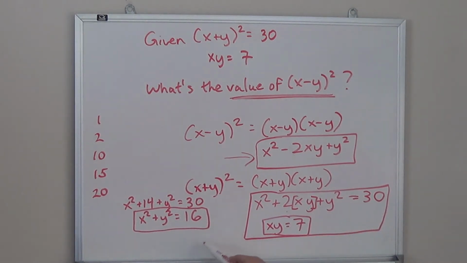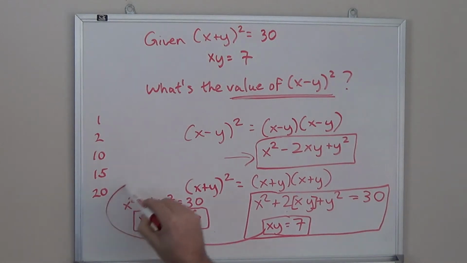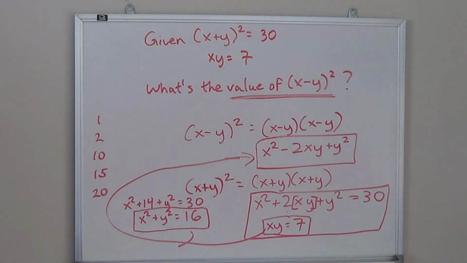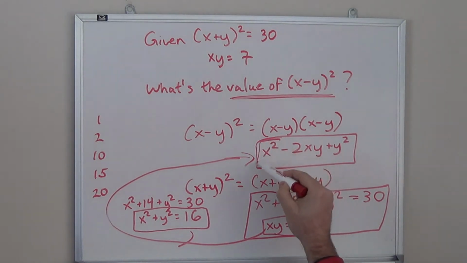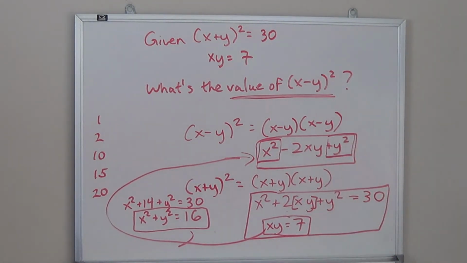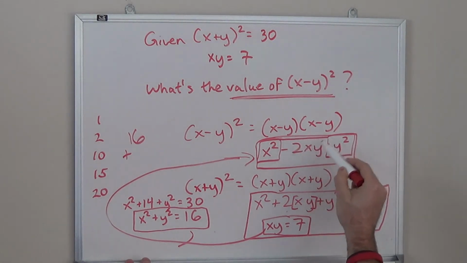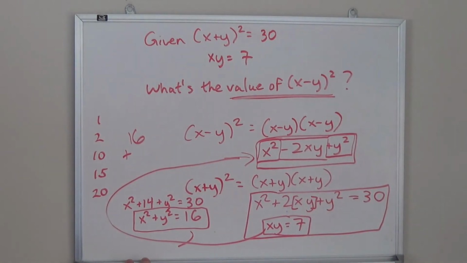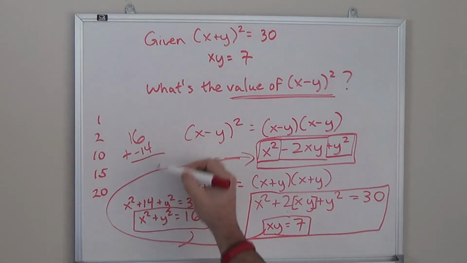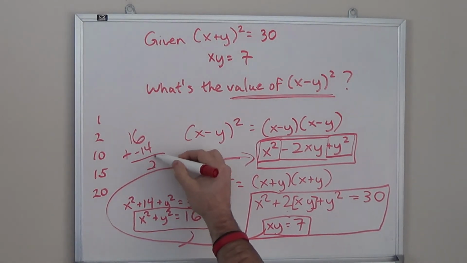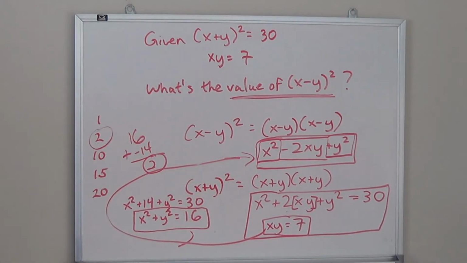And so now I have this piece to go with this piece. Now I can take both of these pieces of information and take them up here, and let's see what we have. Well, we have an x squared plus a y squared, and we know that x squared plus y squared is 16. So that part is 16. And now I have to deal with this part, which is a negative 2xy. I know that x times y is 7, so if I multiply that by a negative 2, negative 2 times 7 is going to be negative 14. And if I net that out, I'm just going to get a positive 2.